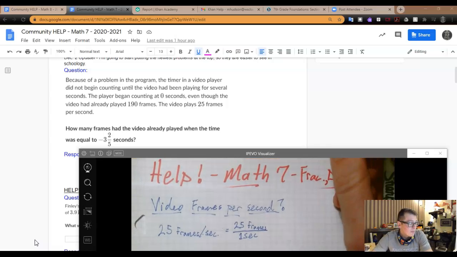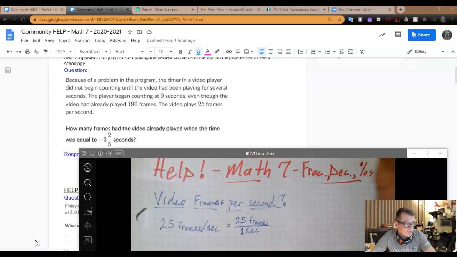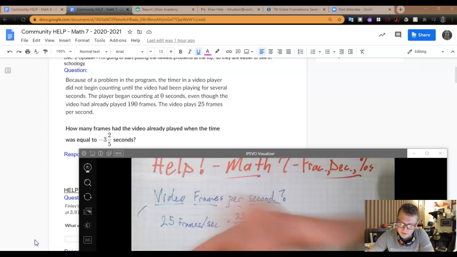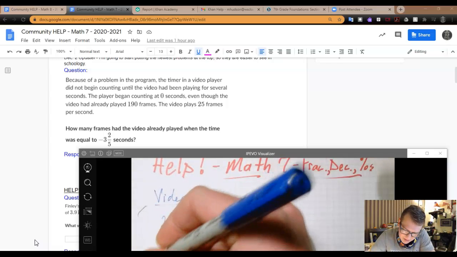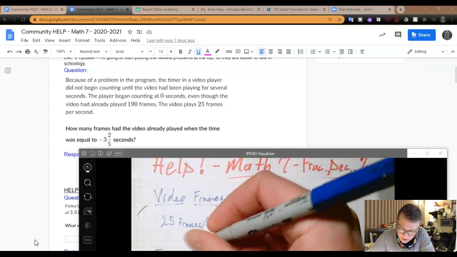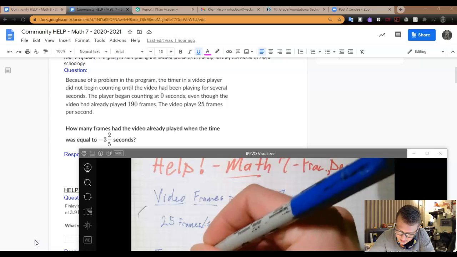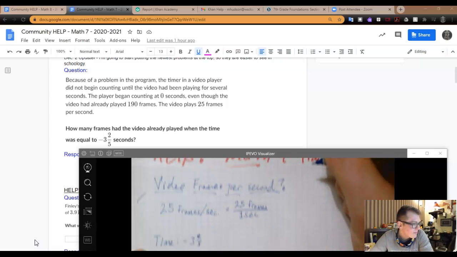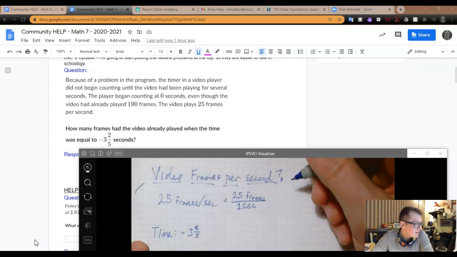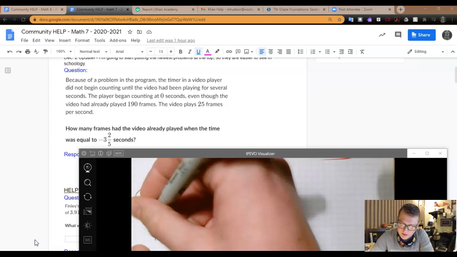I feel like I may have misspoken something a moment ago. My brain's bouncing around between 190 and 25. And then we have another number there. Negative 3.25 is the time they want us to solve for. So time of negative 3 2/5. I think I said that wrong too. Struggling this morning. And 190 frames at 0 seconds.